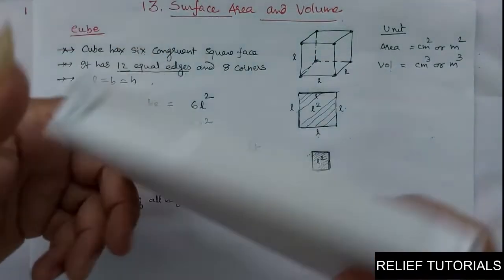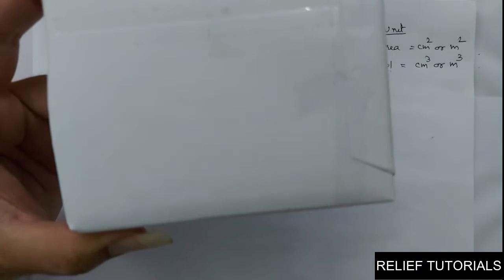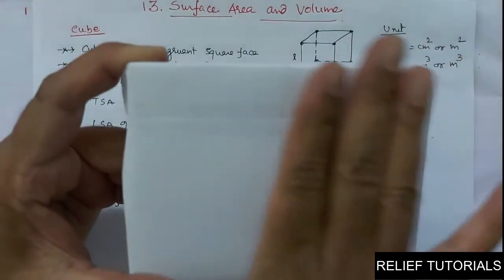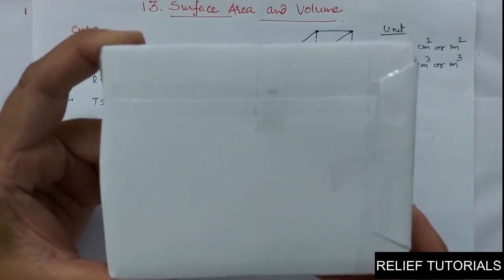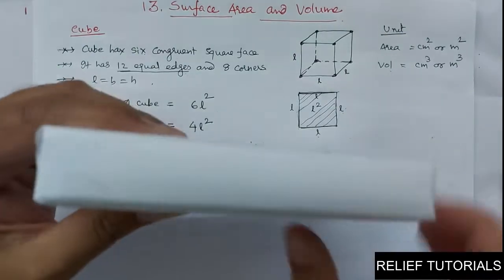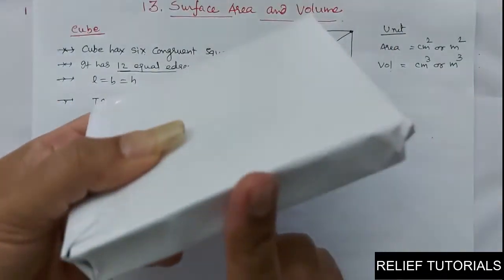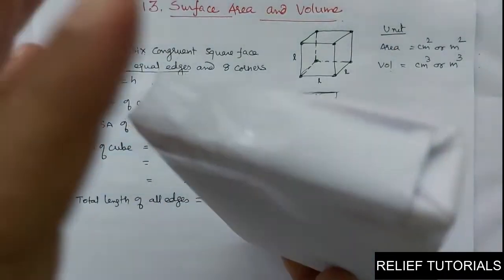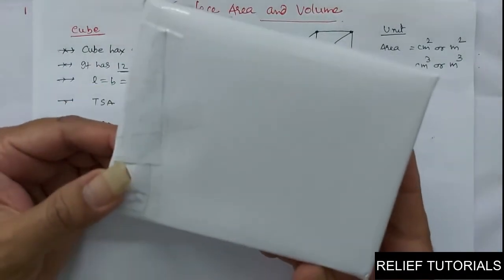So cuboid has how many faces? It has 6 faces. See, this is one face. This is second face. Third face, this is 4th face, 5th, and this is 6th. So cuboid has 6 faces.